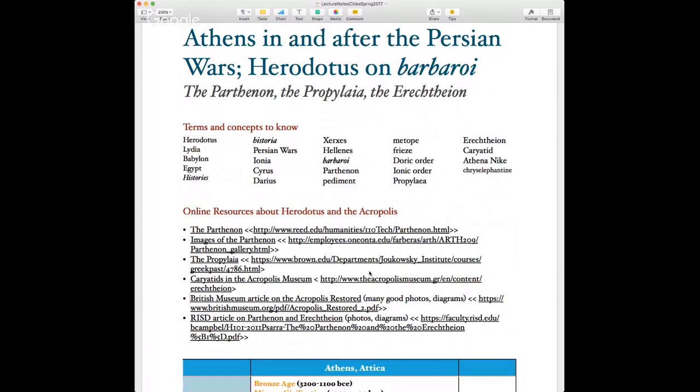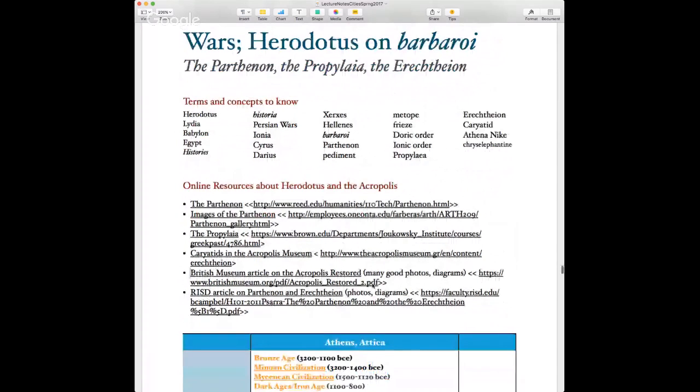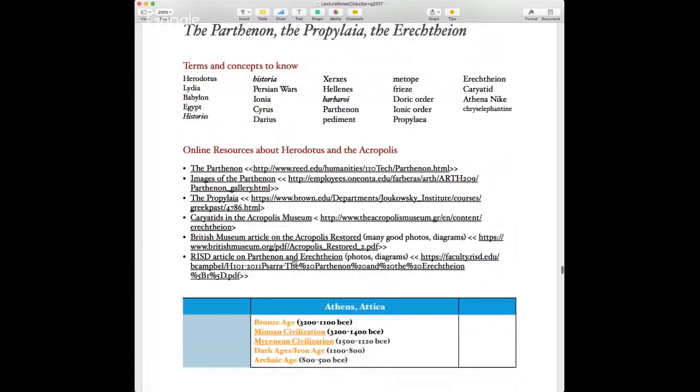There are a ton of resources. Many of them are sort of touristy websites, which are not bad, actually, because Greece is a very popular place to visit for very good reasons. But these, I think, are actually pretty good. I try to choose ones that come from universities, like Brown University or Reed College in Oregon. And these are also two really good articles that I wanted to point out to you.